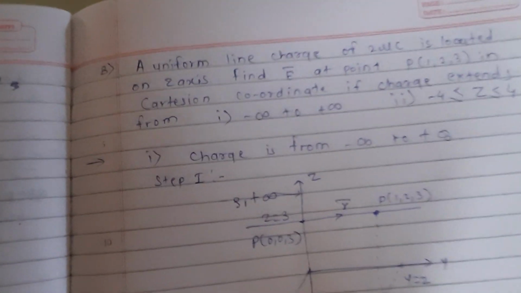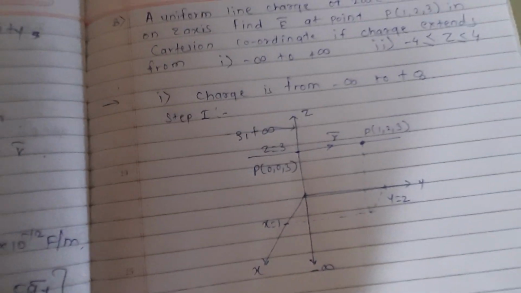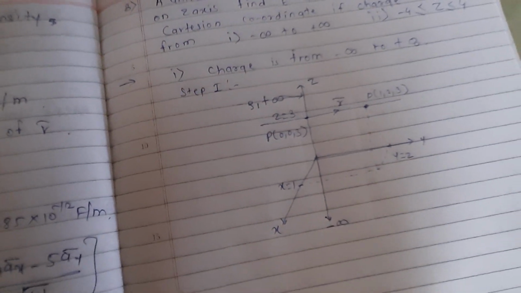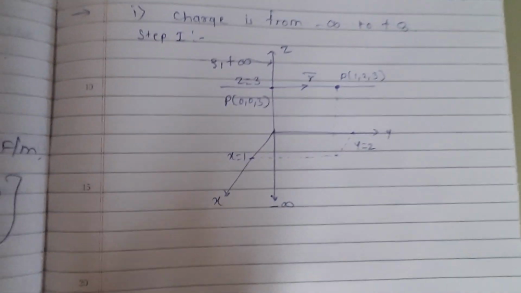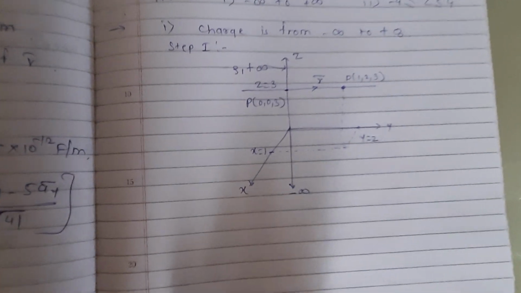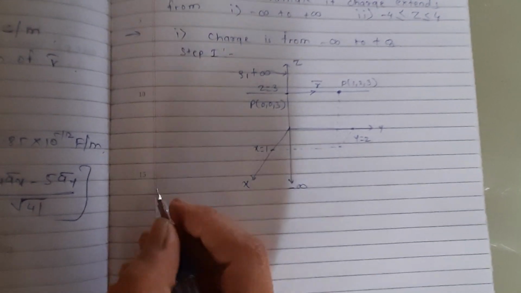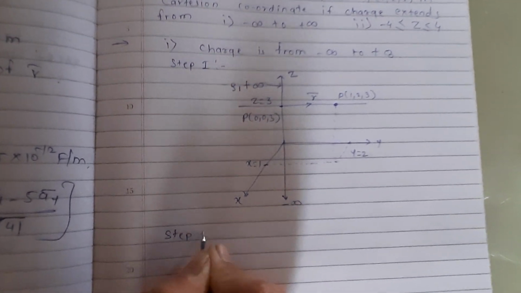So the first step is to draw the diagram by using the given information. So this is a diagram where the line charge and point P are located. Then the step 2.